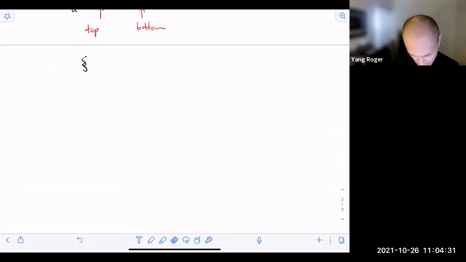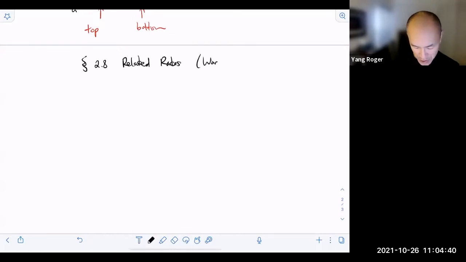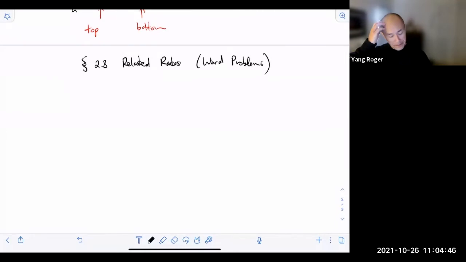This is section 2.8. This is related rates. These are word problems. Okay. Now, related rates is really all about the chain rule.